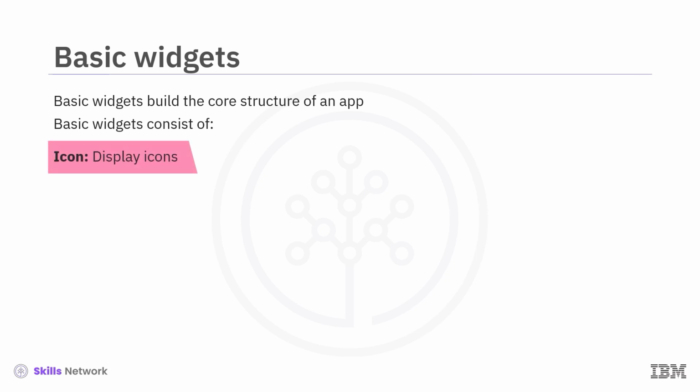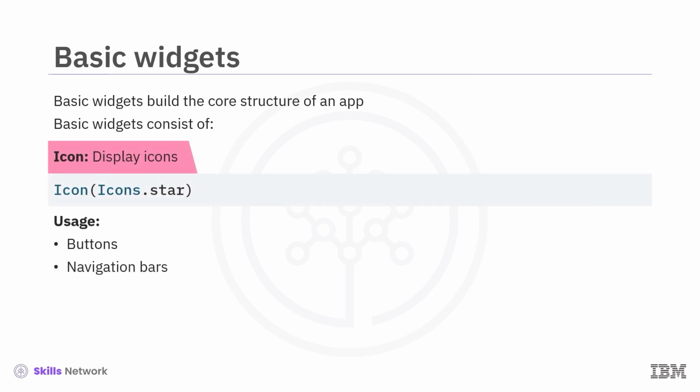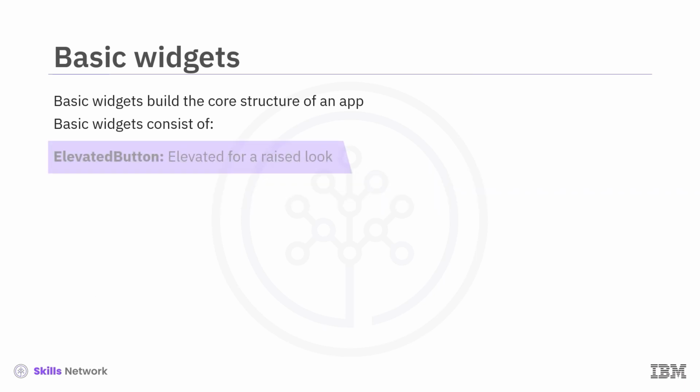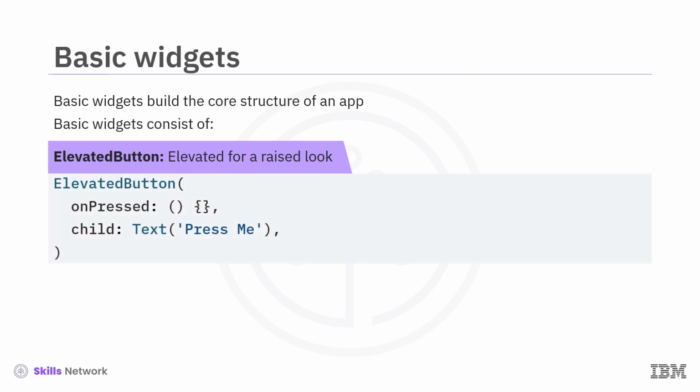As an icon: used to display icons. It is used in buttons, navigation bars, or lists to represent actions or items visually. As an elevated button: it is a button with elevation for a raised look. It is used for actions like submitting a form, navigating to another screen, etc.